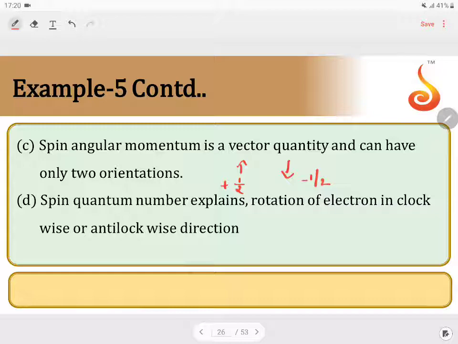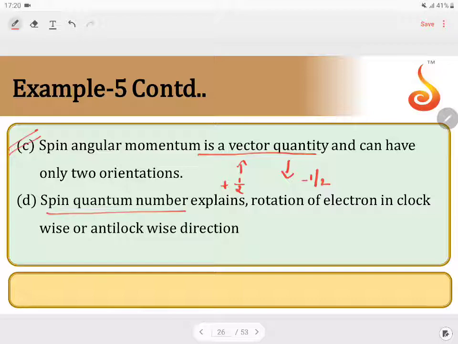Therefore, option C says that spin angular momentum is a vector quantity, no doubt. It can have only two orientations. What are the two orientations? Plus half and minus half. So this plus half and minus half tells you the spinning motion of electron. Even that's also right.